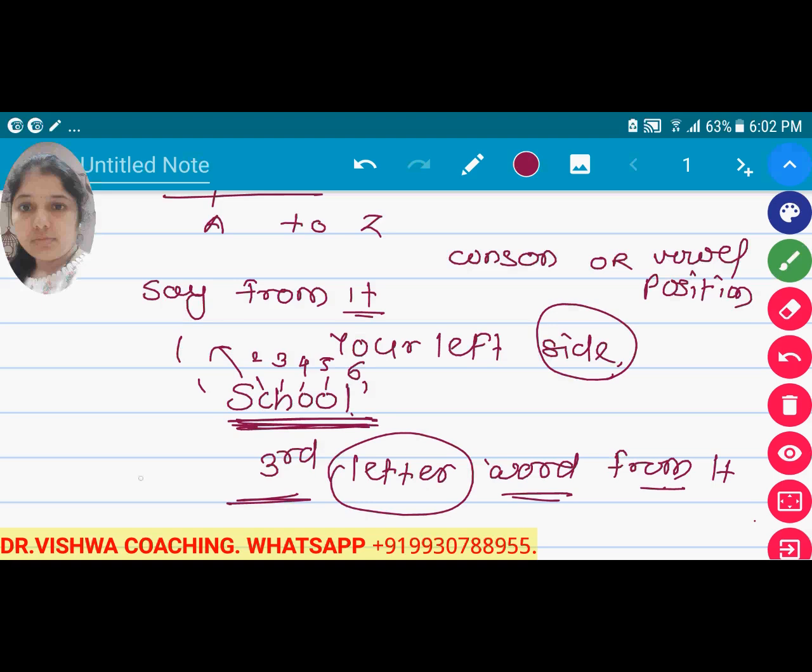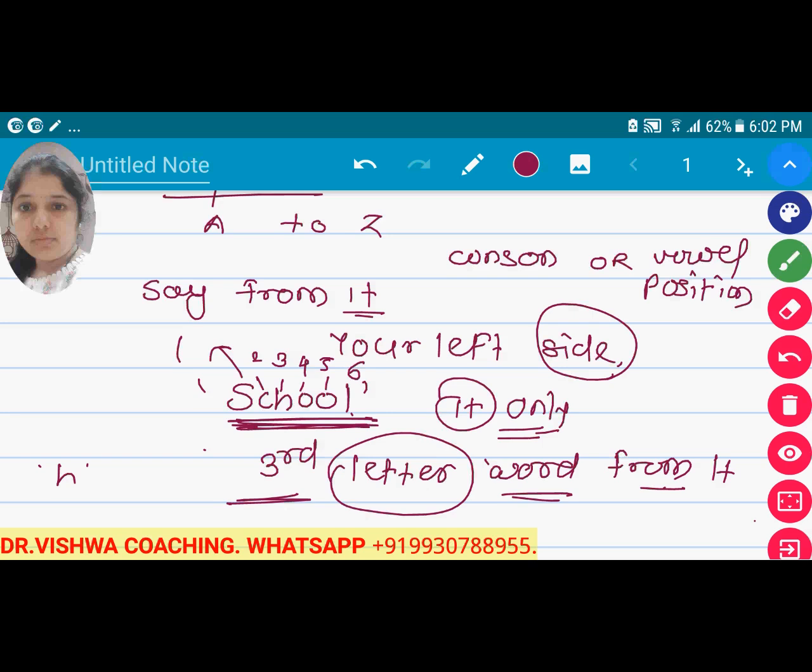So which is the third letter here? That is H. And if I didn't mention any side, then also you have to count from the left end only. Even if they had not mentioned the side, you have to count from the left end only.